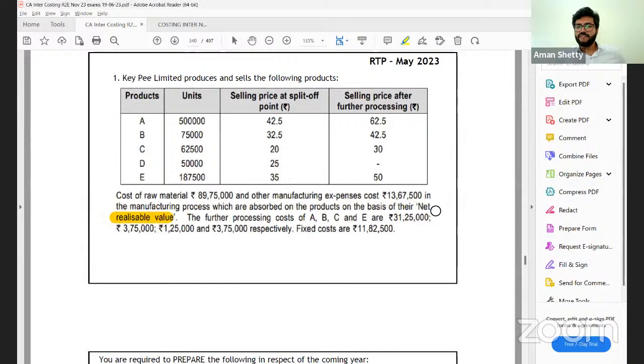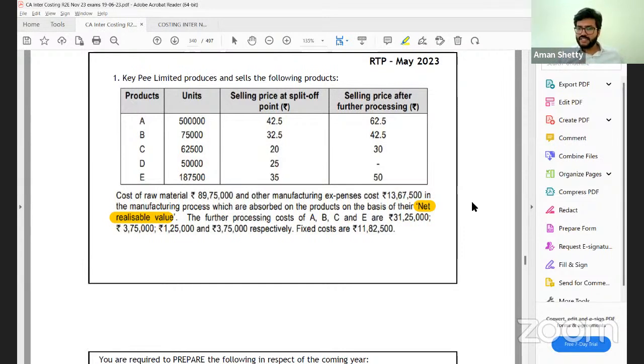How do I find out the NRV? Selling price minus profit percentage, if any. Have they given the profit percentage? They have not. Then we'll do it in the form of a ratio. When the profit percentage is not given in the NRV method, I do selling price minus further processing cost. Whatever the value we arrive at, that ratio I will use for apportioning the joint cost.